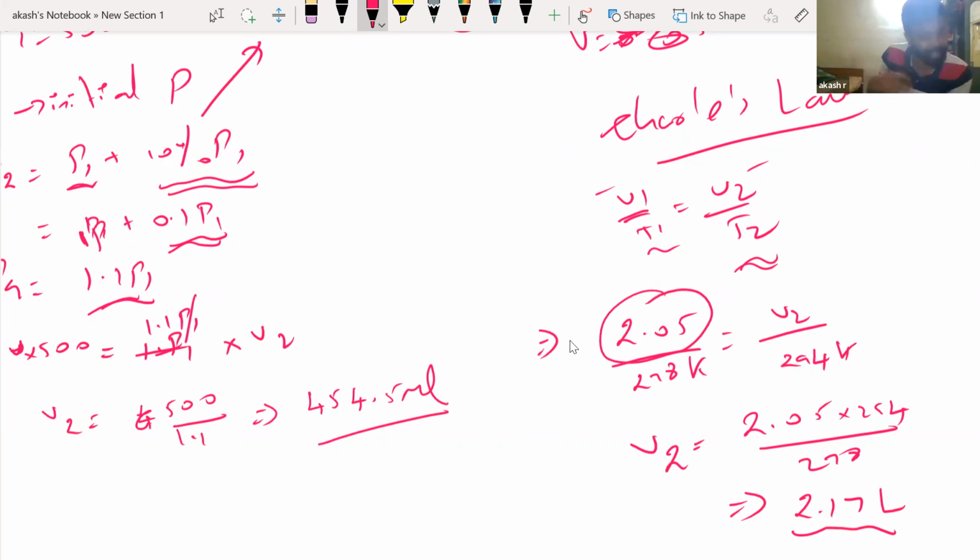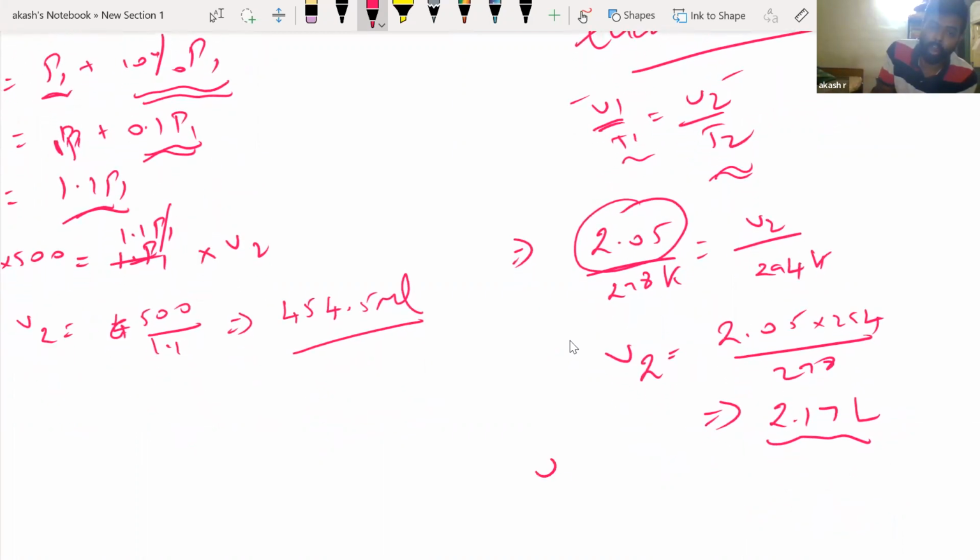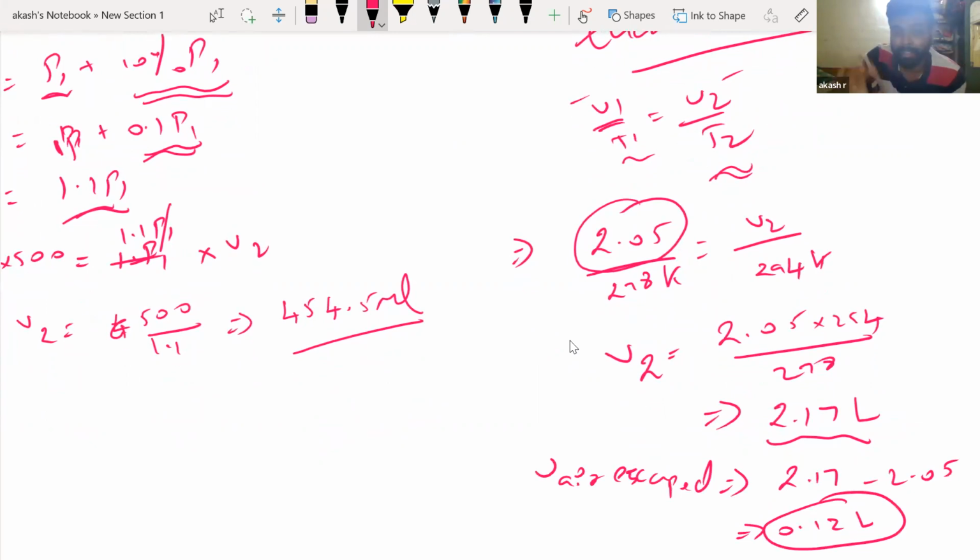Right. So whatever is the extra thing which is coming out, that is the one which is going to escape, because that will not be there inside the container. The container can occupy only 2.05 liters. But the air is now getting expanded into 2.17 liters, which is greater than the 2.05. So I can tell the volume of air escaped would have been the difference between these two, right? 2.17 minus 2.05. So you will be getting the answer as 0.12 liters. This is the volume of air that escaped when I heated the container.